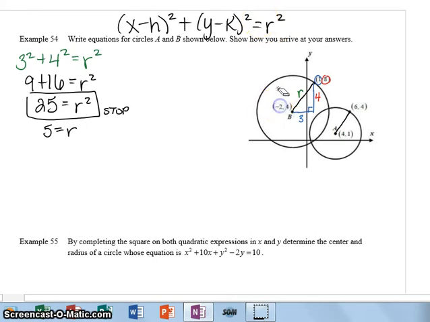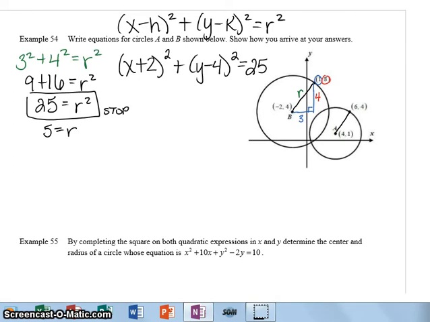So now my center was negative 2, 4. So ready? (x plus 2) quantity squared plus (y minus 4) quantity squared equals 25. And again, look, that's that r squared that's over there. Okay, so that's the equation of circle B.